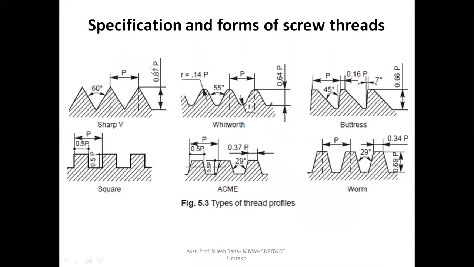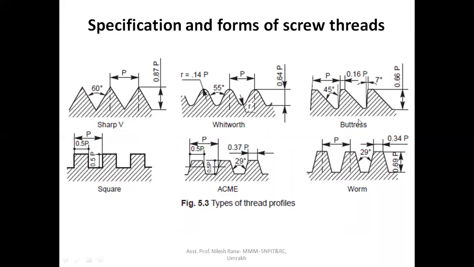Now these are the types of screw thread, the forms of screw thread. Here you can see the V thread. In this V thread, you can see the angle between the flanks is 60 degrees. Okay. Here is the Whitworth thread, BSW thread, British Standard Whitworth thread. Here you can see the angle between the two flanks is 55 degrees, right? And here the radius is applicable on the crest. It is 0.14 p. All the values are with respect to p, the pitch value.